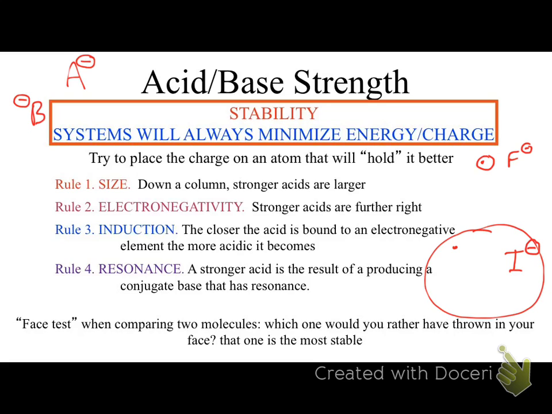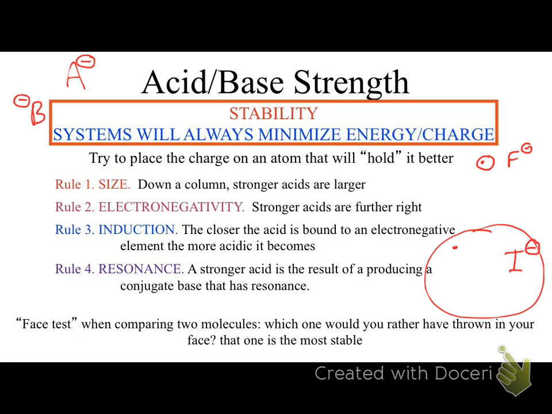Why are you going to stick it in the iodide? You are less likely to hit that negative charge. Less likely to get that shock. What does that mean? You have effectively stabilized that electron by spreading it over a larger area. What are we saying? Size. The bigger the atom, the more stable that ion. Does that make sense?